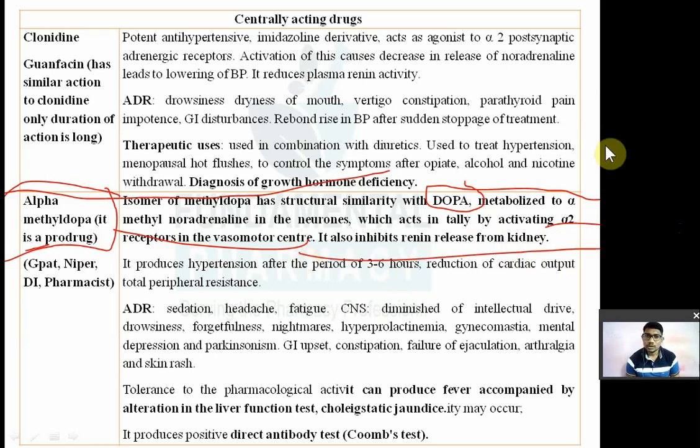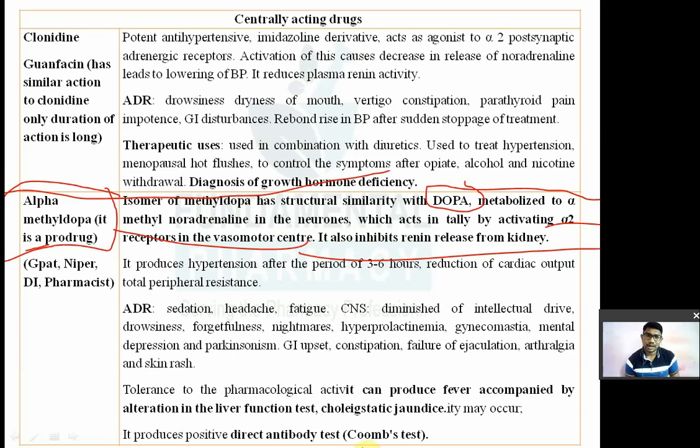याद रखो. So this alpha methyl dopa is a prodrug. It is an isomer of methyl dopa and it is converted into active metabolite known as alpha 2 methyl noradrenaline. In the neurons, this methyl noradrenaline will stimulate the central alpha 2 receptor and will decrease the sympathetic outflow and will also inhibit the renin release in the kidney. अगर नॉरएड्रेनालिन का रिलीज कम होगा तो ऑब्वियसली ब्लड प्रेशर कम होगा. रेनिन का रिलीज अगर कम होगा तो ब्लड प्रेशर आगे कम होगा. So that's how it works.